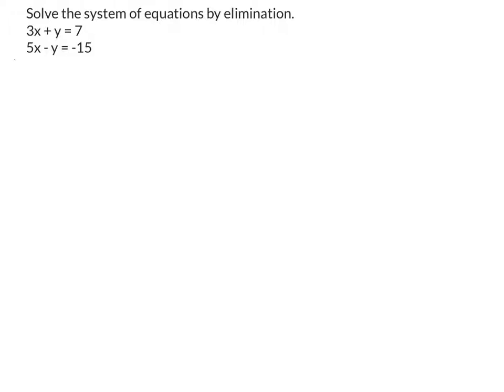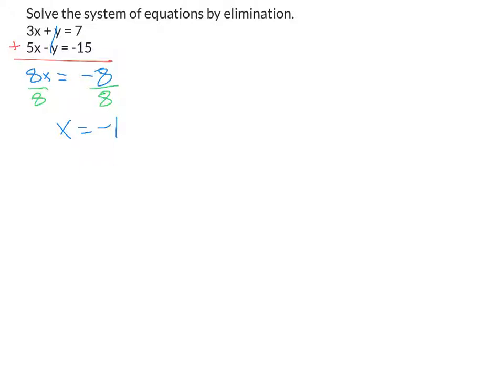If we add these together right now, so I've got my x's lined up, my y's lined up, my equal signs lined up, and my numbers at the end lined up, we'll notice I can do 3x plus 5x, that gets me 8x. And I can do y plus negative y, and those cancel, and then that's going to equal 7 plus negative 15, which is negative 8. And so I'm ready to just go ahead and solve for x. So I'm going to divide both sides by 8. And we notice that x is equal to negative 1.